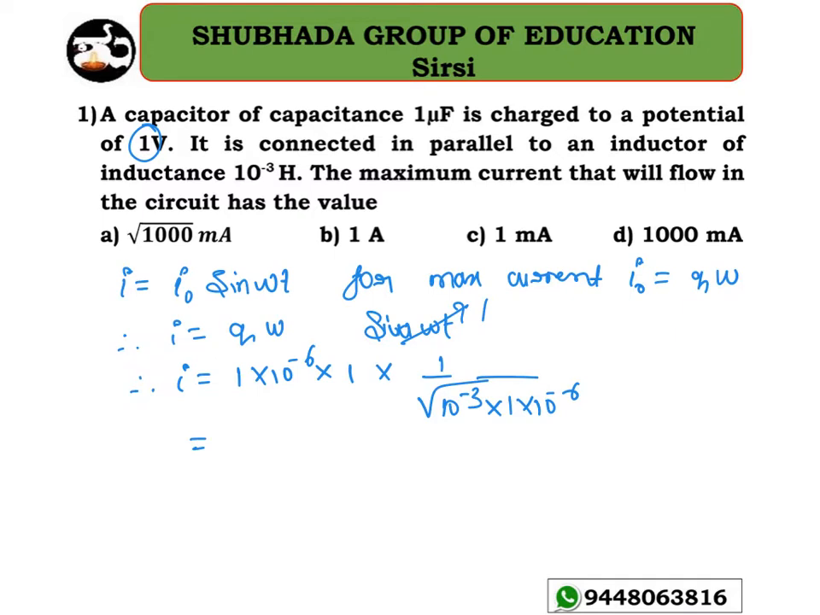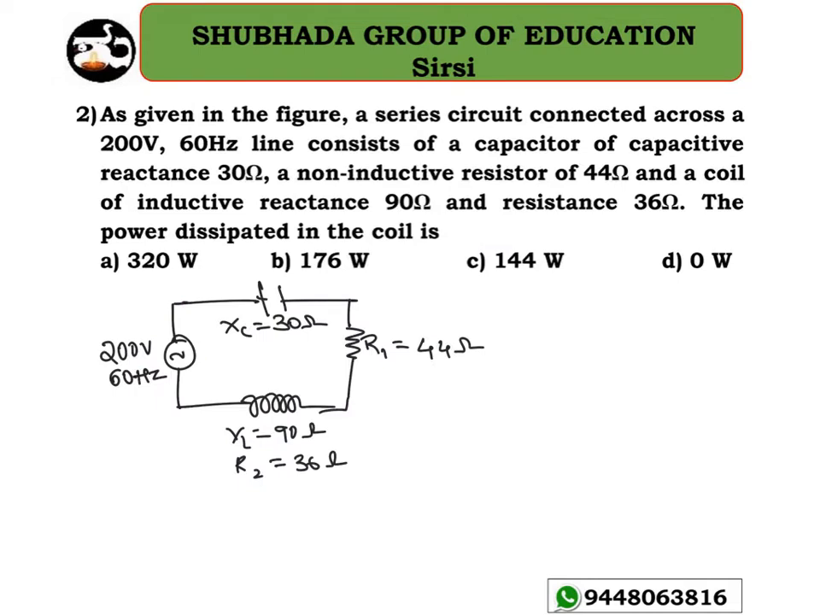So that's the reason why it is going to be 1 milliampere. This is the answer for this particular question. Option C is the right answer for this question. Move to the next problem.